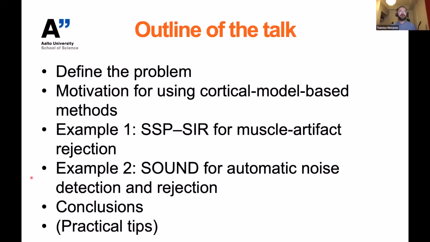And then I will cover two, in my opinion, good examples that show you how this source modeling can benefit the artifact rejection techniques. Then it's time for conclusions, and if I still have time, I can give you a couple of practical tips. Probably I will not have, so if anybody becomes interested, I suggest to contact me by email, and we can discuss later on, or maybe in the questions and answers part.